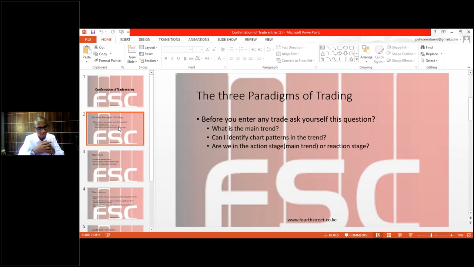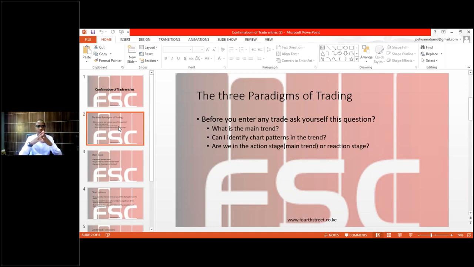And then the second one is, can I identify chart patterns in the trend? Are there any logical price action chart patterns that inform us or help us to set ourselves at an advantage in the forex markets? This is one of the questions that you have to really understand. And if you can't find a viable, elaborate price action pattern, then it's not worth taking a trade. It's not worth risking your hard earned money in the charts.